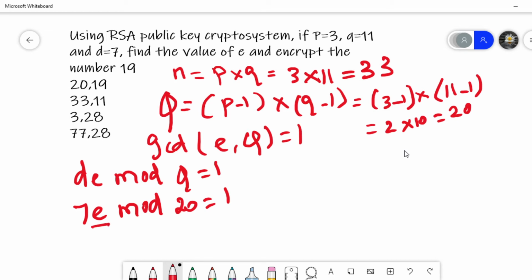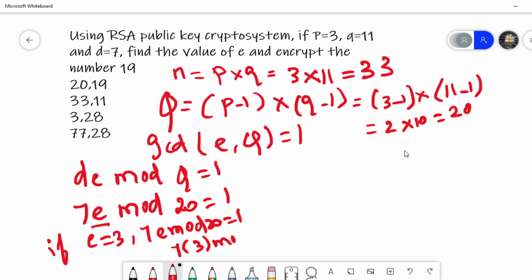Here I am choosing the E value as 3, which means if E equal to 3, 7E mod 20 equal to 1, because 7 into 3 mod 20 is equal to 1. So I am taking the E value as 3.